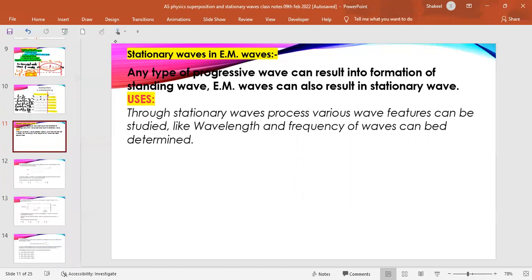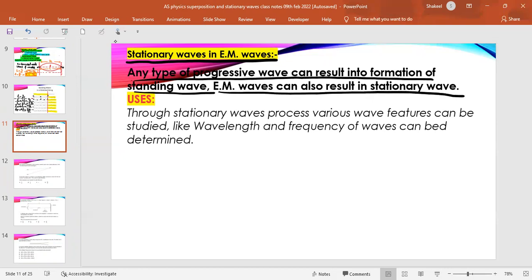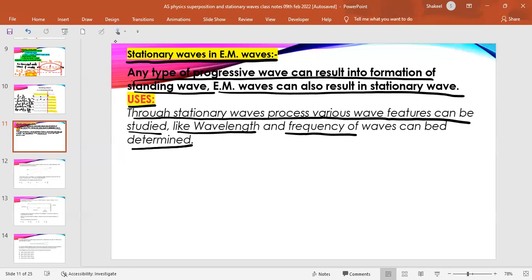Okay. The second one is the standing waves in the electromagnetic waves. Any type of progressive wave can result in formation of standing wave. That is, electromagnetic waves can also result in standing waves. Well, what is the use of it? Through the stationary wave process, various wave features can be studied, like you can measure the wavelength and the frequency of the waves. So this standing wave method is actually used to measure the wavelength and frequency of electromagnetic waves.